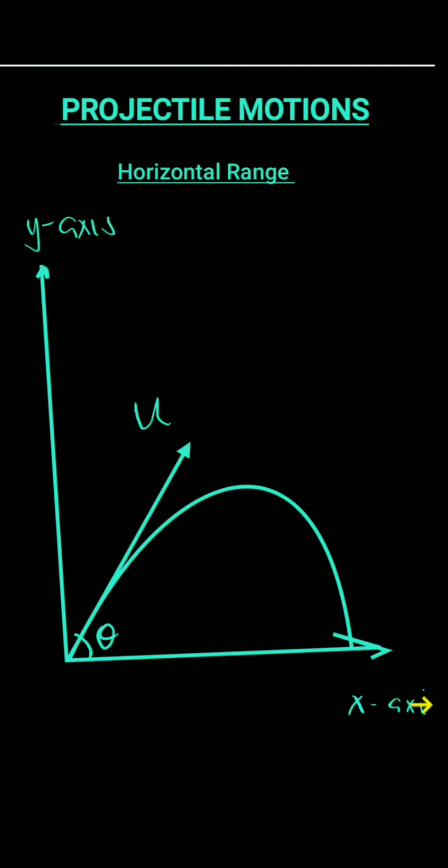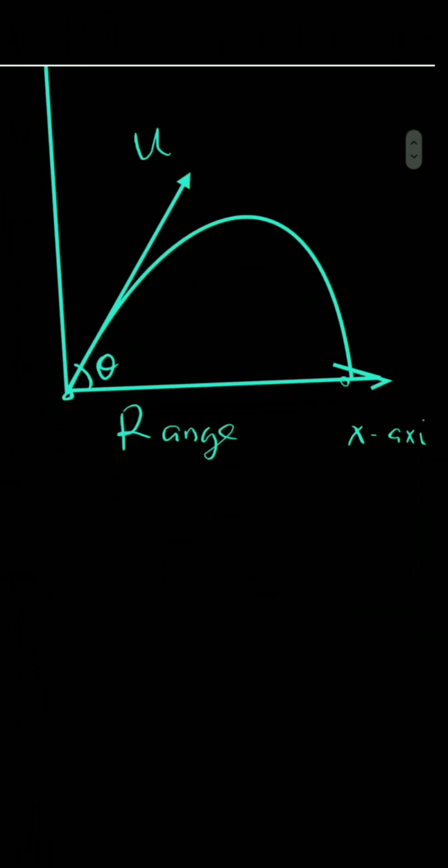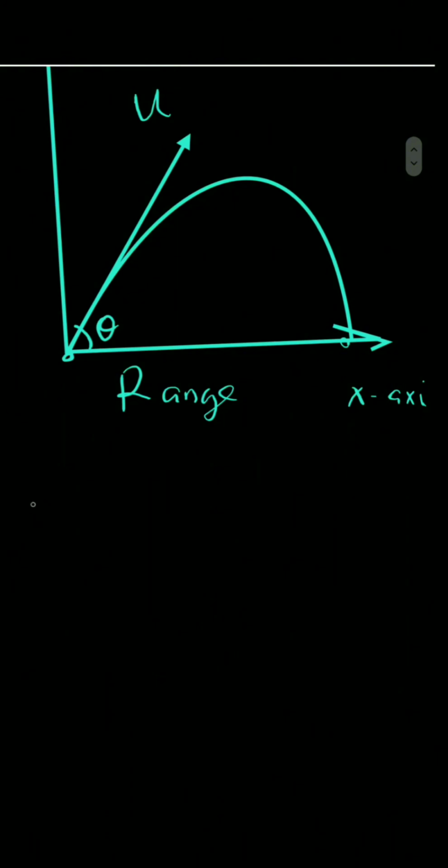So we have the y-axis, the x-axis, theta, the whole trajectory, theta, the angle of projection, and the speed at which the projectile is moving. And what we're required to find is the horizontal range. Now, horizontal range simply gives us the distance from the point of projection up to where the trajectory ends, and that is on the horizontal axis. So that's what gives us the range.